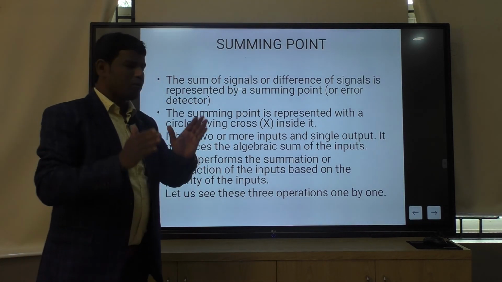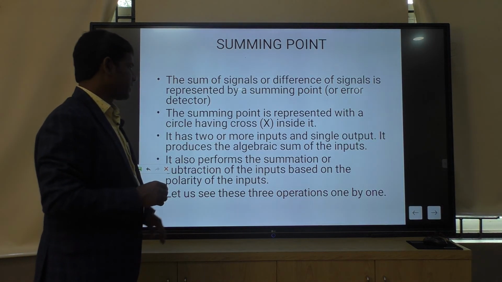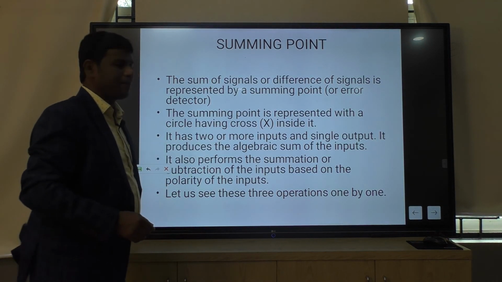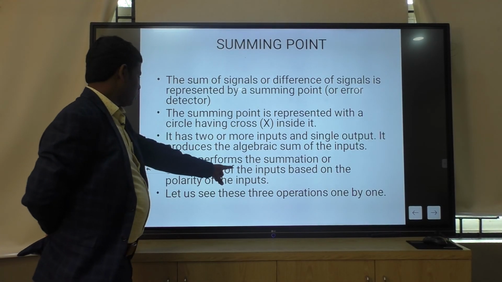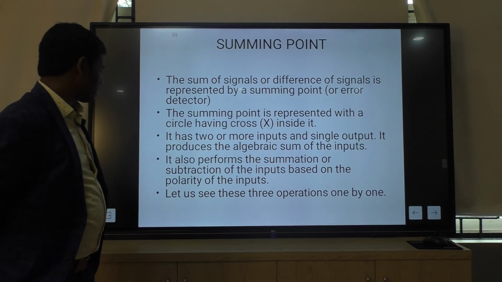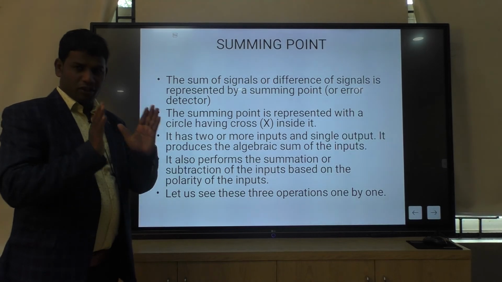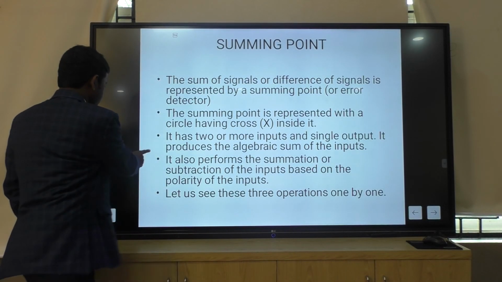Each summing point has two or more inputs and a single output. It produces the algebraic sum of the inputs. It also performs the summation or subtraction of inputs based on the polarity of the inputs. Let us see the different operations of a summing point.